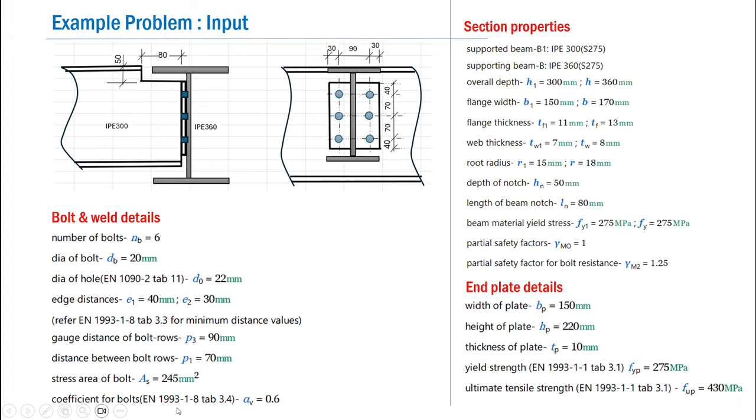And the coefficient for the bolts, alpha V, this is for the shear capacity calculation, is taken as 0.6 as per table 3.4 of EN 1993-1-8. And the stress area of the bolt, that is normally taken as AS, is taken as 245 mm² for the M20 bolt.